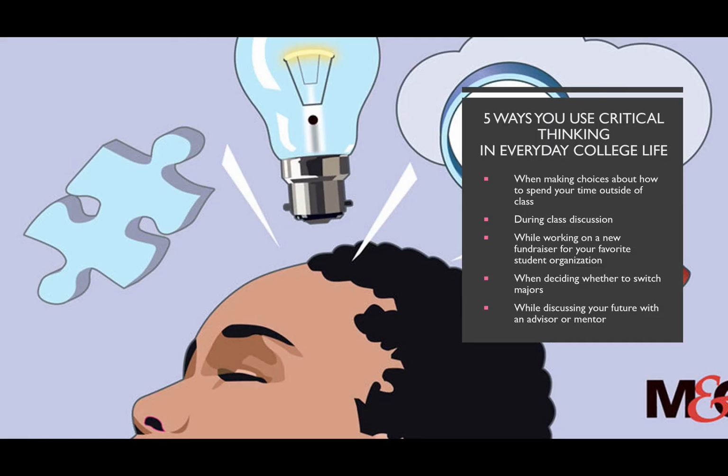So, there are ways that you can use your critical thinking in college specifically. For example, making your choices on how to spend time outside of your classroom. Well, if you know that you have an assignment due, you have the choice of, you can go to dinner with your friends, or you can work on your assignment.